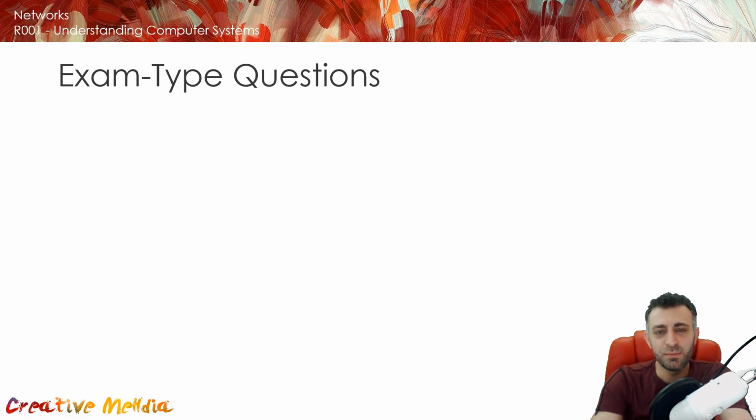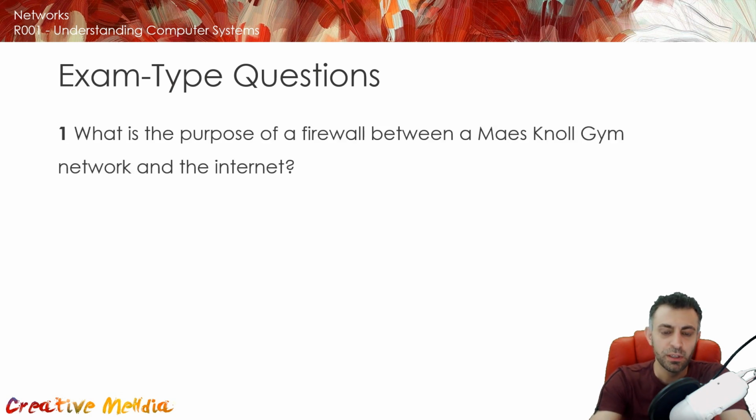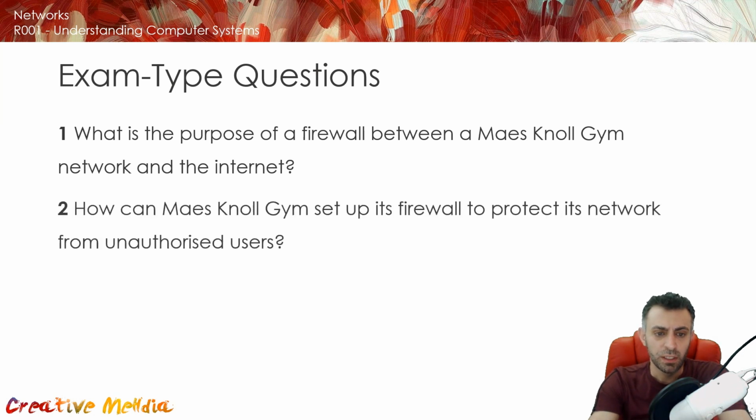Okay, I've got a couple more exam style questions that I did manage to get from your textbook. The first one is, what is the purpose of a firewall between a Maes Knoll gym network and the internet? So we could say the firewall can be set to grant authorized access for the personal trainer who wishes to connect remotely to the Maes Knoll gym network. That would be a really good answer to this particular question in your exam.